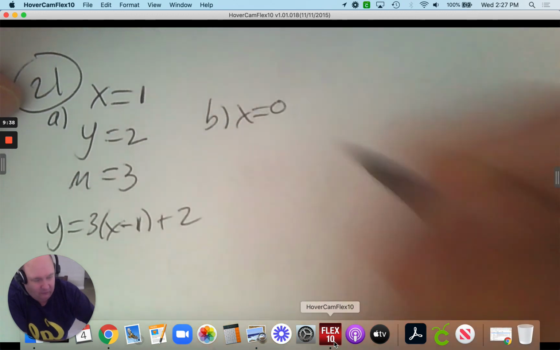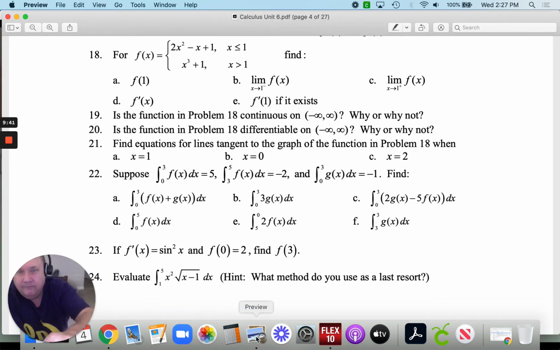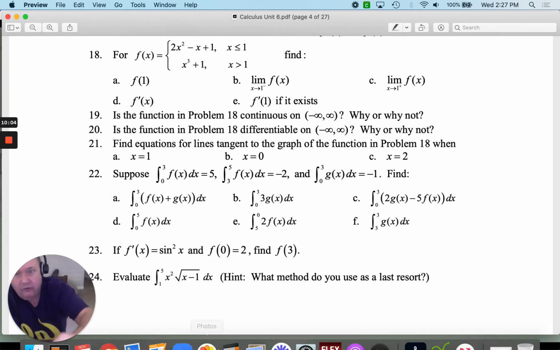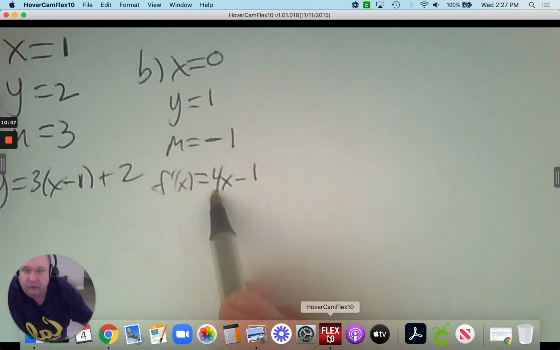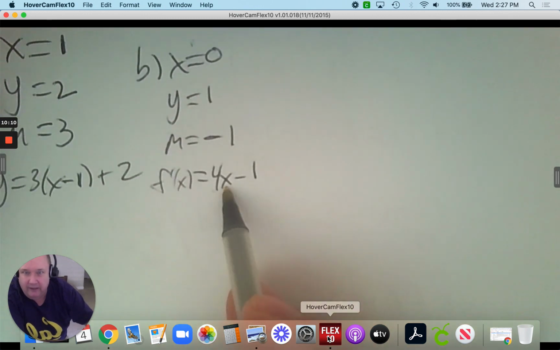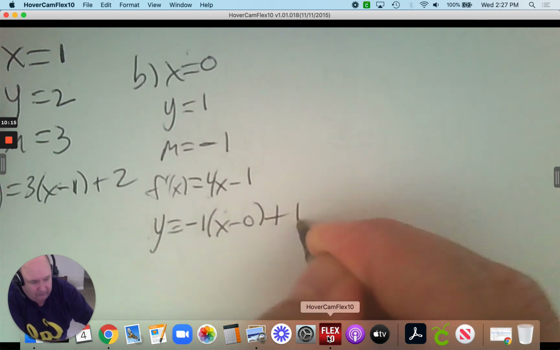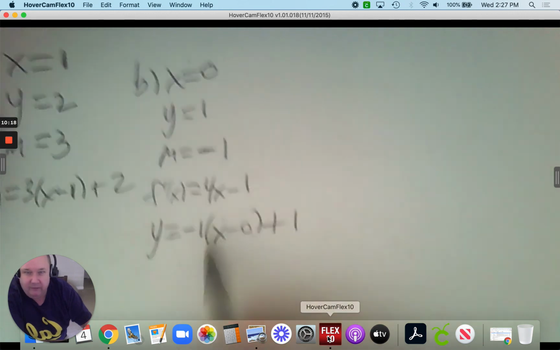At x equals, is it 0? Yep. So that's the top piece, since it's less than 0. So if I plug in 0, I get y is 1. And then the derivative on the left, again, let me just remind myself what the derivative is. The derivative of the top piece is 4x minus 1. If I plug in 0, the slope is negative 1. So take the derivative of the top piece, plug 0 in for x, and you get negative 1. So the equation is negative 1 times (x minus 0) plus 1. You could write it differently, but that is definitely the right answer.